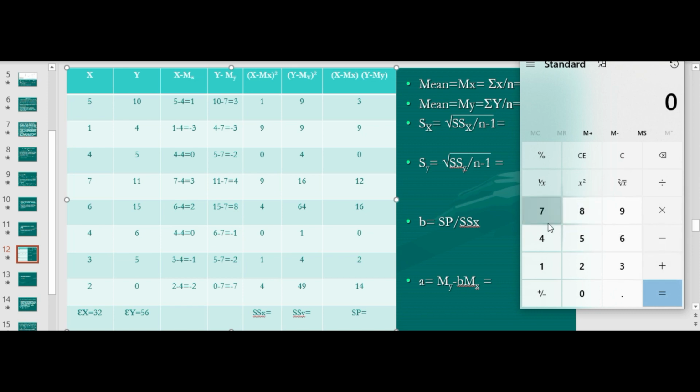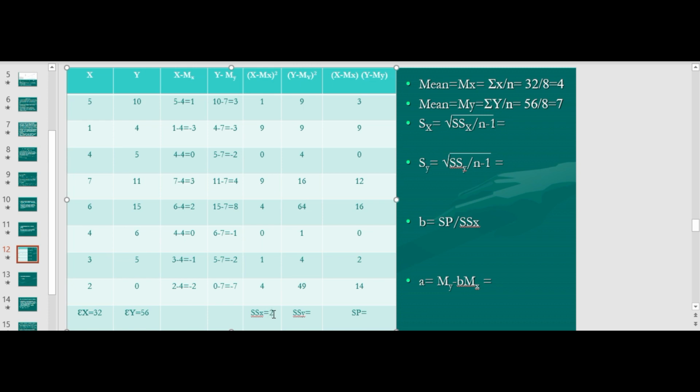1 plus 9 plus 9 plus 4 plus 1 and plus 15 is equal to 28.